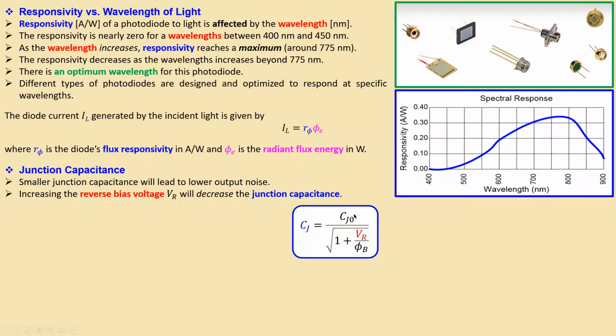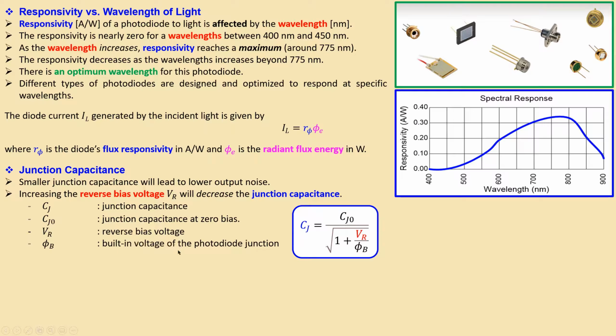So that is actually the junction capacitance you always have without any reverse bias, and you have that square root of 1 plus the reverse bias divided by the built-in potential, which is a specific parameter linked to the material you are using for your photodiode. So again, this is your junction capacitance at zero bias, so you have no bias applied. VR is your reverse bias voltage in volts, and this is the built-in potential of your photodiode junction. And it will of course change if you have a different photodiode.